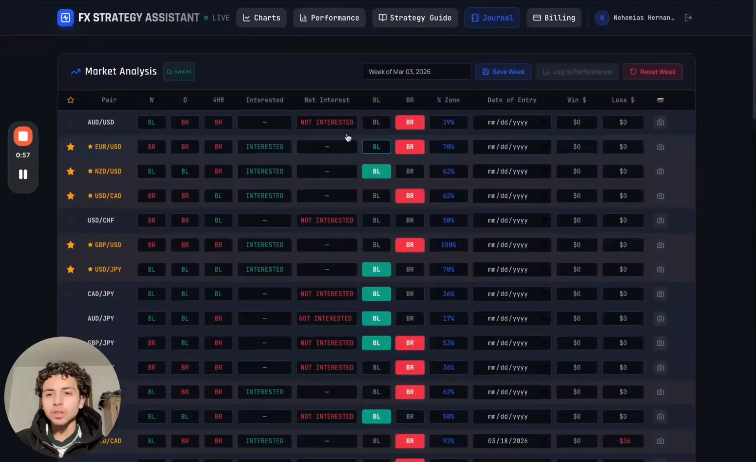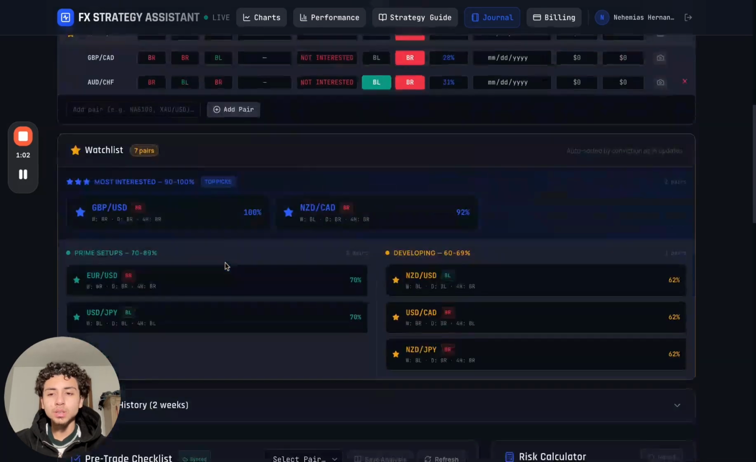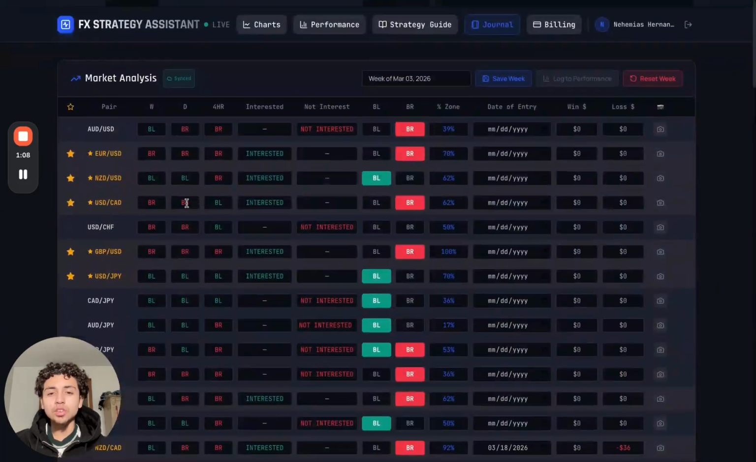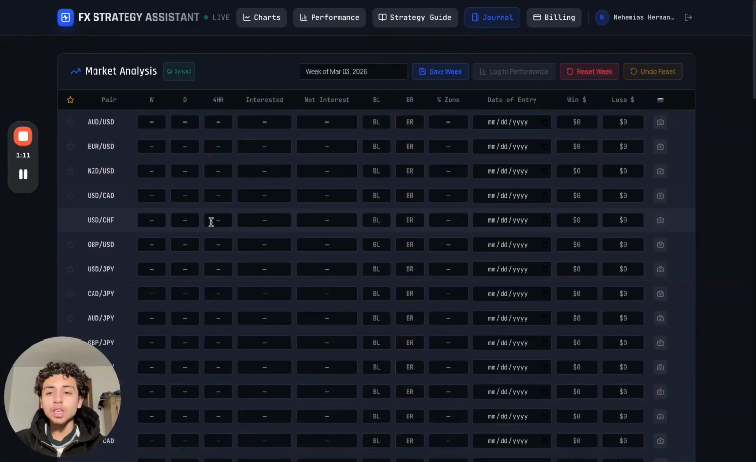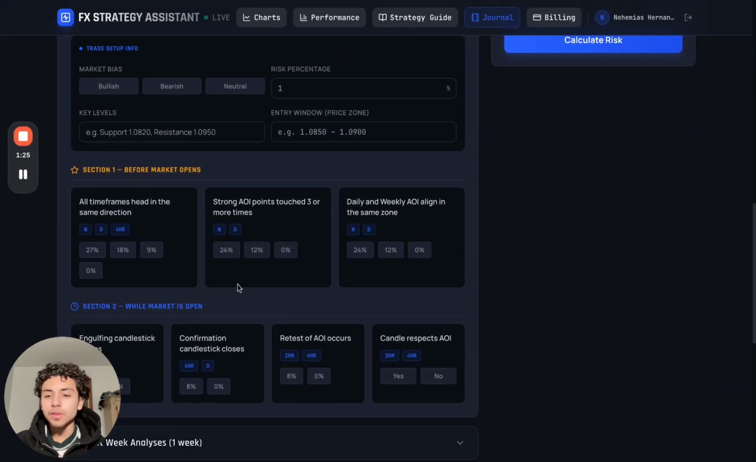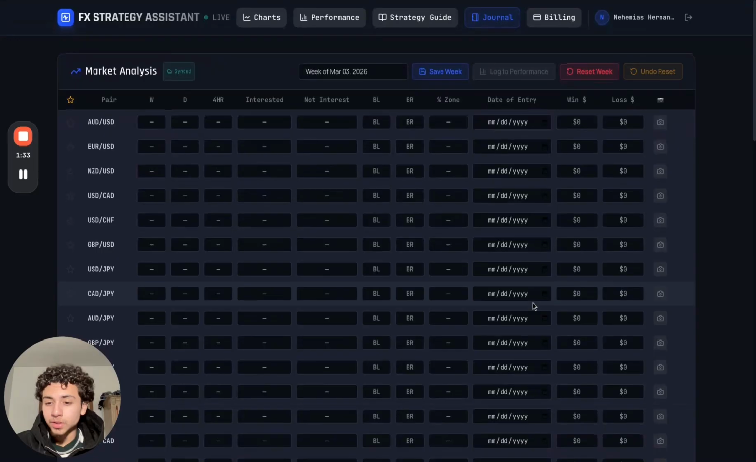Now let's go back to our table, market analysis. Let's save the week. We saved the week. Let's come over here, trading history. We have 2 weeks over here. Great. And now we reset the week, and we are ready to study the market for next week once the market closes at 5 on Friday. Friday at 5 o'clock, the market will close, and then we'll be ready to study the markets and the pairs, and be ready for next week and make some money.